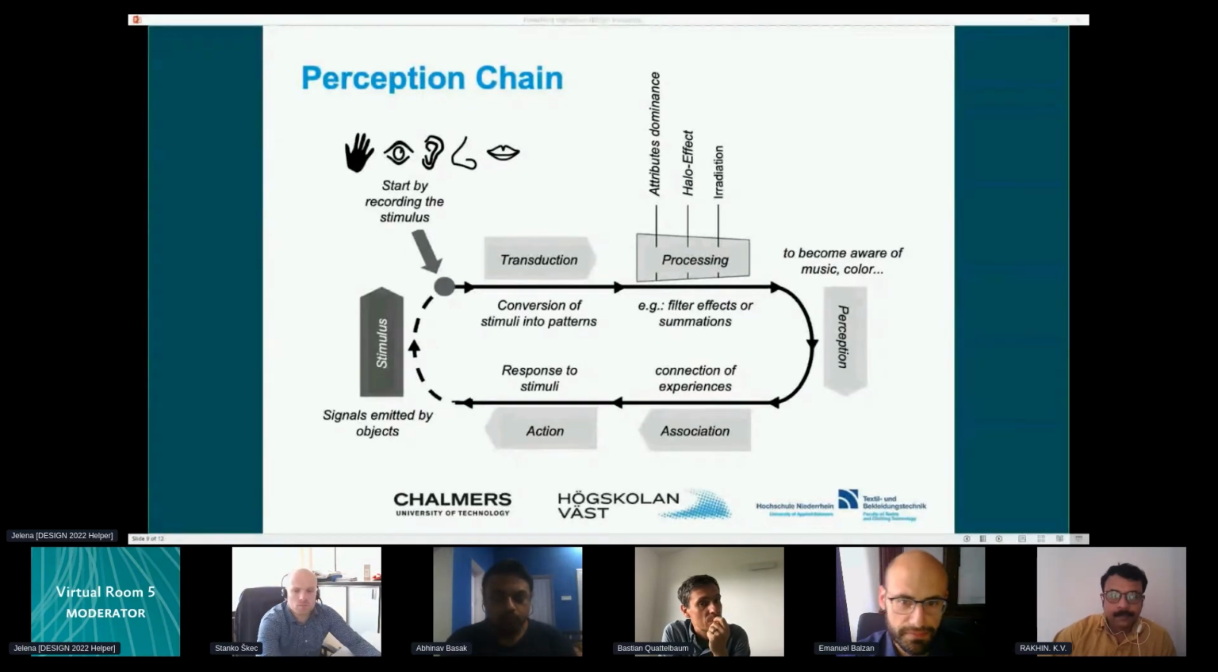And based on this connection, we go into action and response to this stimulus. And then we go around in this circle. And now, with what we are talking about now, we want to cut off some of these sites we have in the perception chain, because we only go into the visual representation, but we have experiences in all of our perception chain and sites. Therefore, we want to understand how I can perceive the haptic side just by looking at it visually, presented by visual cues.